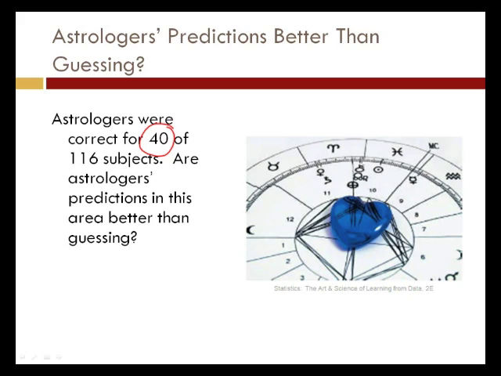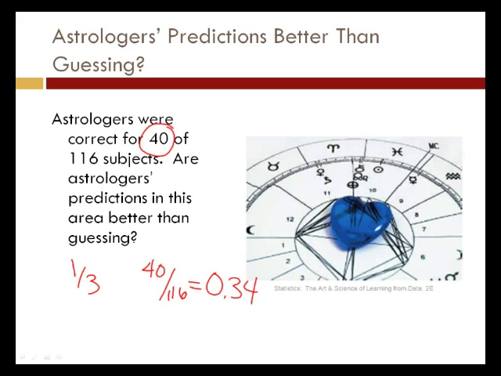So are astrologers' predictions better than guessing? What would guessing be? If they were completely guessing, what would you expect to happen? They would get it how much of the time? A third of the time, right? And then 40 out of 116, that's what, 0.38 or something like 0.34? Oh, that's barely more than 0.333. So, you know, it is a little more.